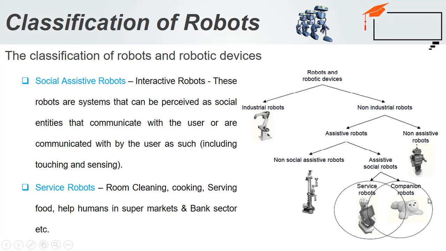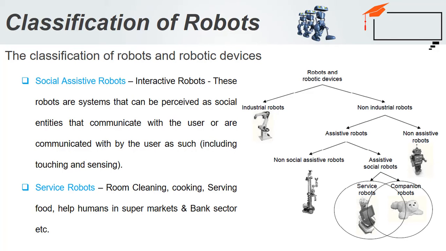So this kind of robot is called a service robot. Service robots are generally used in home appliances for cleaning the room, cooking in the kitchen, serving food in hotel restaurants, cooking food in restaurants, helping humans in supermarkets and the bank sector, etc. And they also help elderly people in their homes.